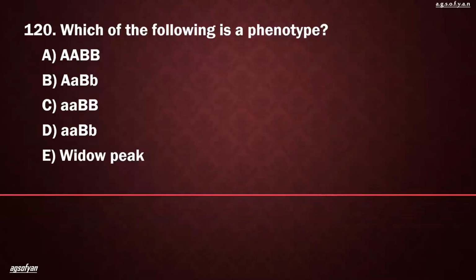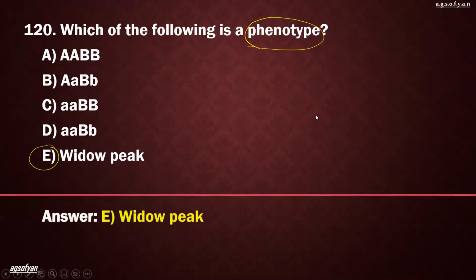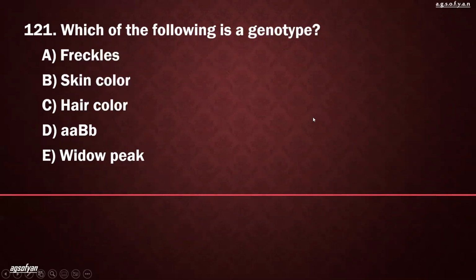Okay, that's kind of memorization for you. Which of the following is phenotype? Remember, phenotype means a character that you can observe, you can see. Which one is phenotype? Probably the widow's peak. Yes, because you can see the widow's peak, but you cannot see genotype, AABB. It's just a symbol in your chromosome. Now, which one is genotype? This is a symbol that we cannot really see: AABB. That should be easy, right?